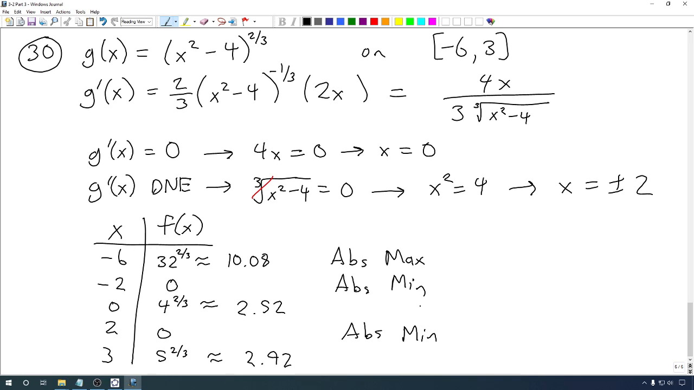Because when we're saying absolute minimum, we're more concerned with what the value is. The absolute minimum of this function is 0. It just happens to be 0 at 2 different places. So it has an absolute minimum of 0 at negative 2 and 2. There's no issue with that.